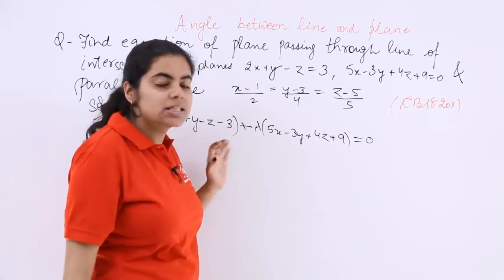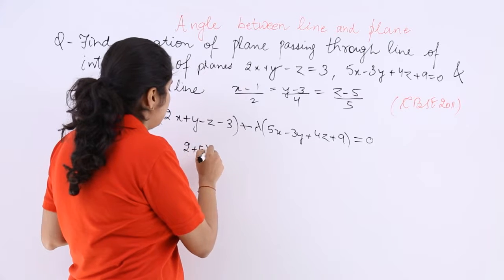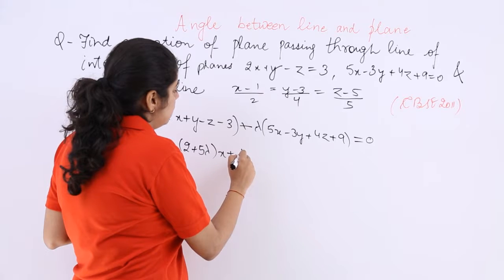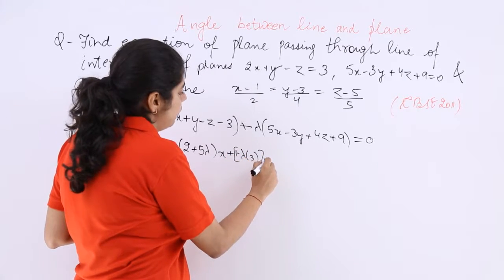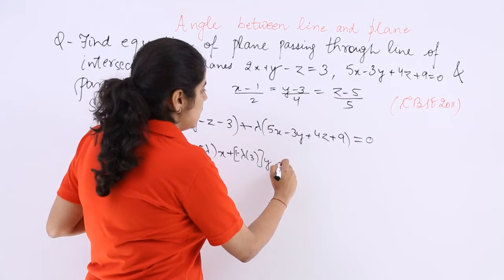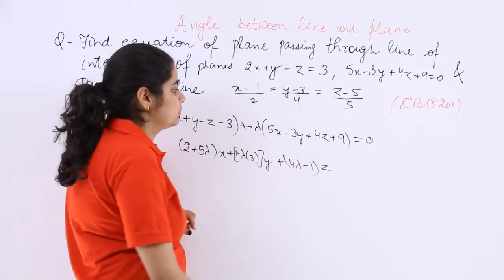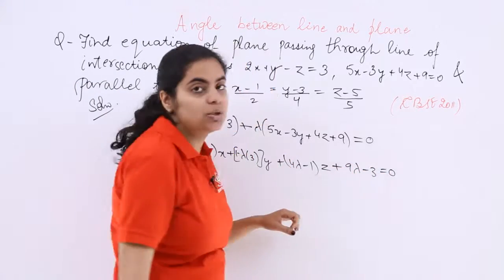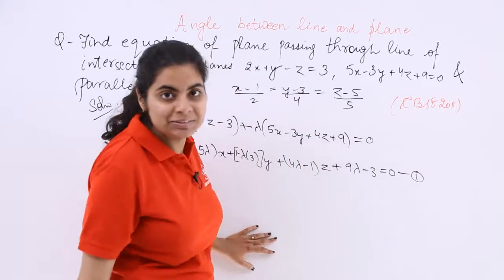Now keep the x on one side, y on one side, z on one side. So it is (2 plus 5 lambda) into x plus (1 minus lambda) multiplied by 3 into y plus (4 lambda minus 1) into z plus 9 lambda minus 3 is equal to 0. So this is an equation which I can name as equation number 1.